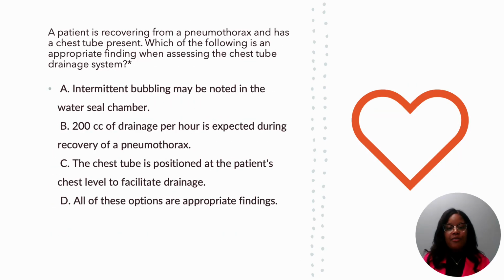A patient is recovering from a pneumothorax and has a chest tube present. Which of the following is an appropriate finding when assessing the chest tube drainage system? Is it A, intermittent bubbling may be noted in the water seal chamber? B, 200 cc's of drainage per hour is expected during the recovery of a pneumothorax? C, the chest tube is positioned at the patient's chest level to facilitate drainage? Or D, all of these options are appropriate findings.